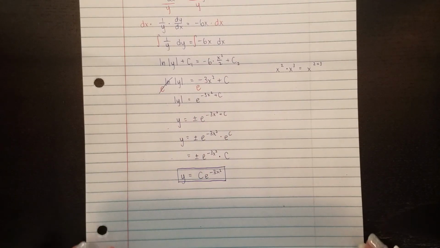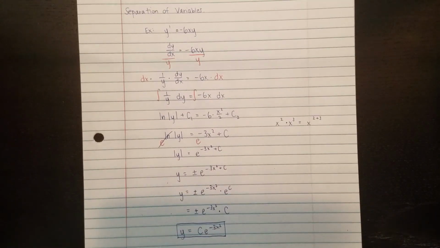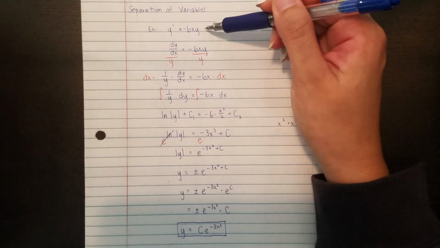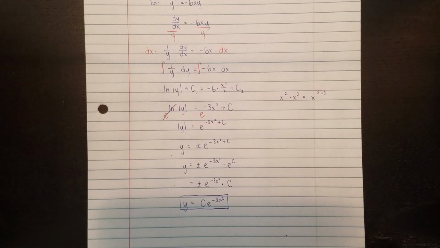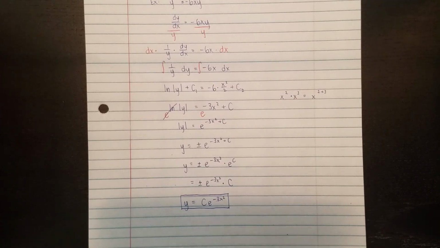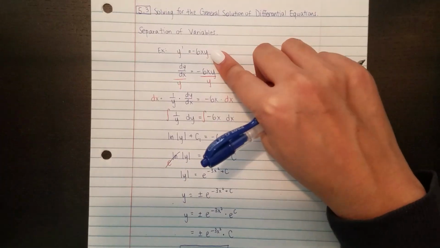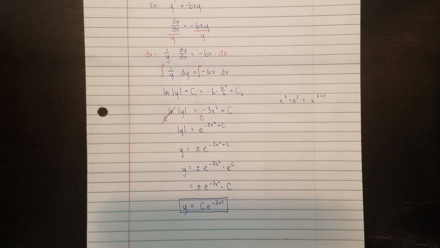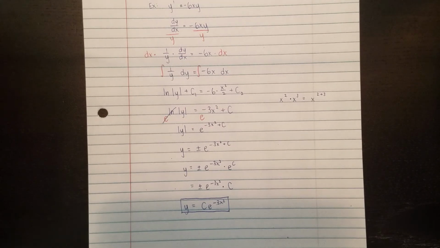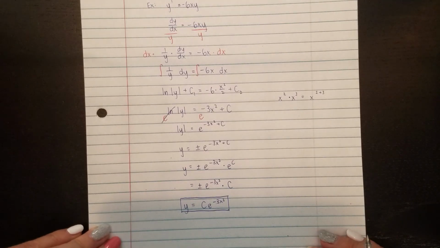That is our general solution to our differential equation of y prime equals negative 6xy. And if I were to find the derivative of this, I would be able to get this by plugging it in. Okay, so that was one example of solving for the general solution using separation of variables. We're going to continue using this method throughout this chapter. So let's do another example.